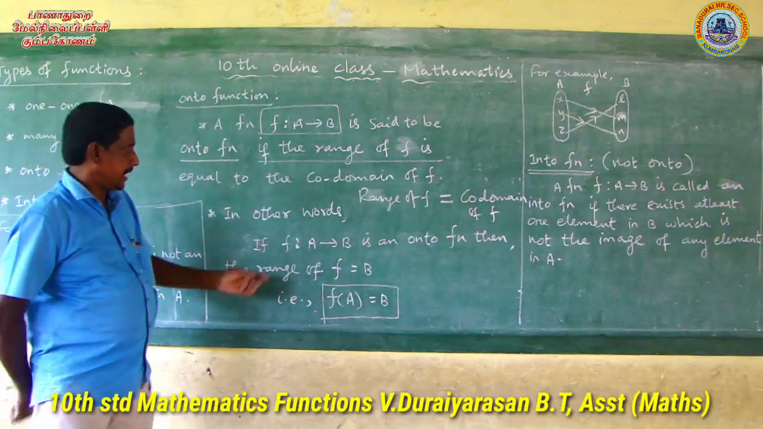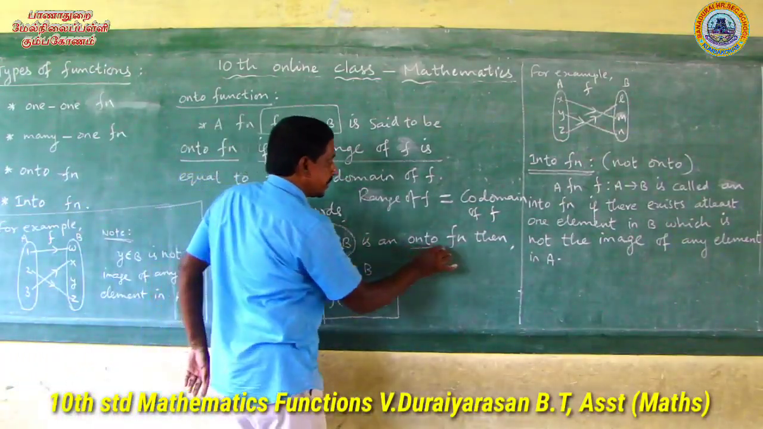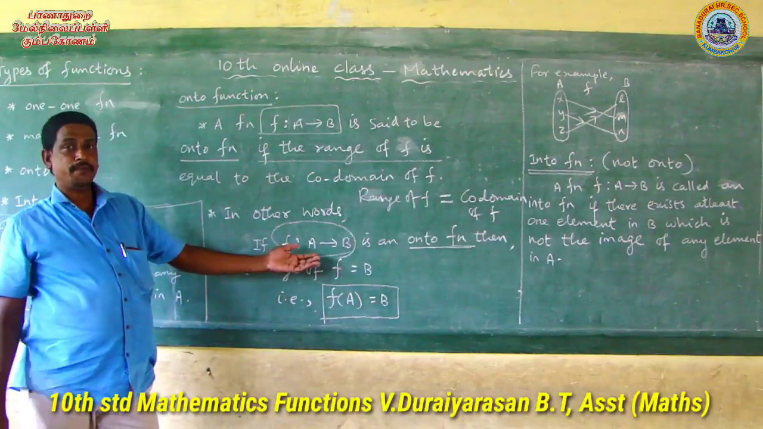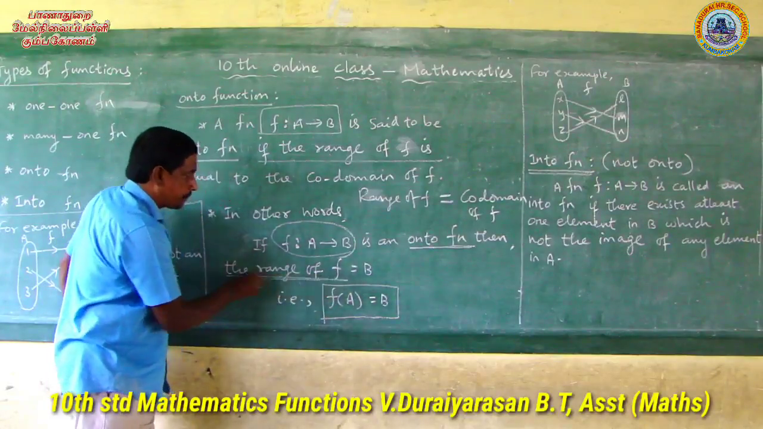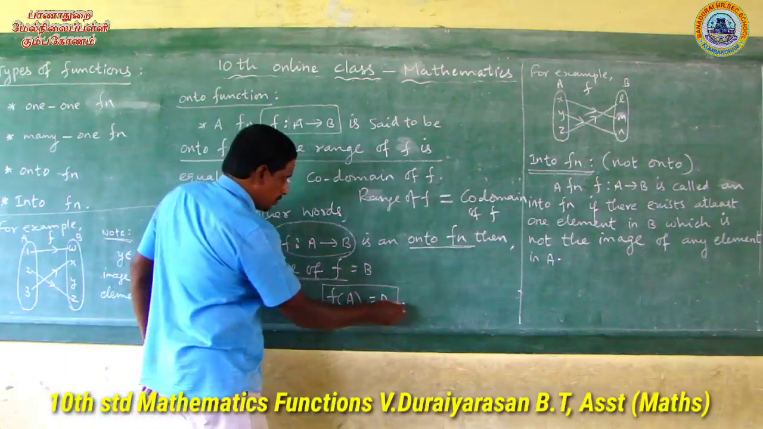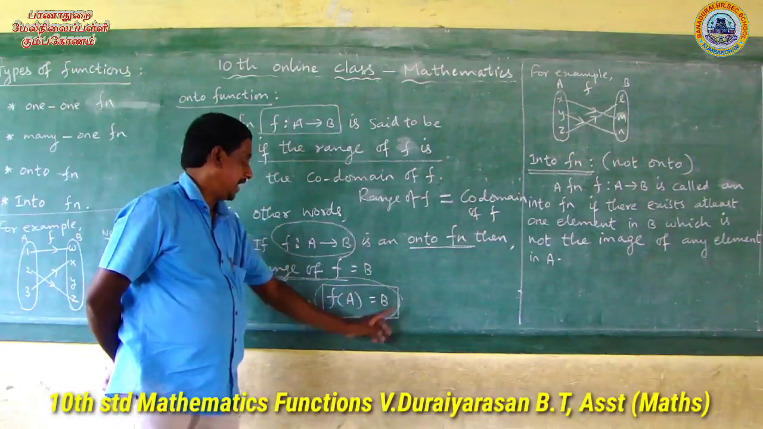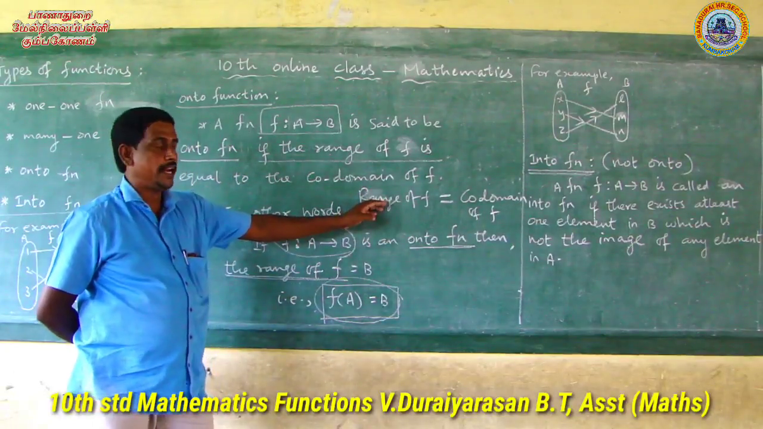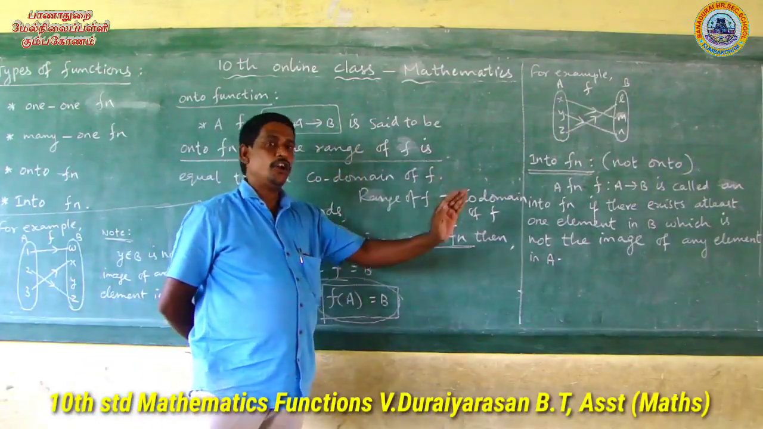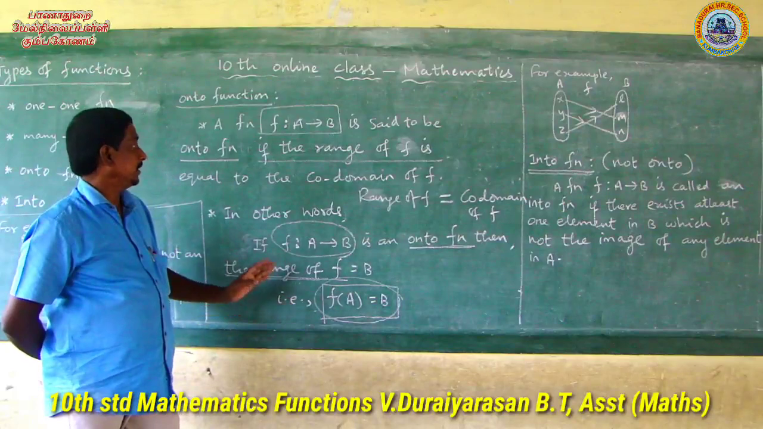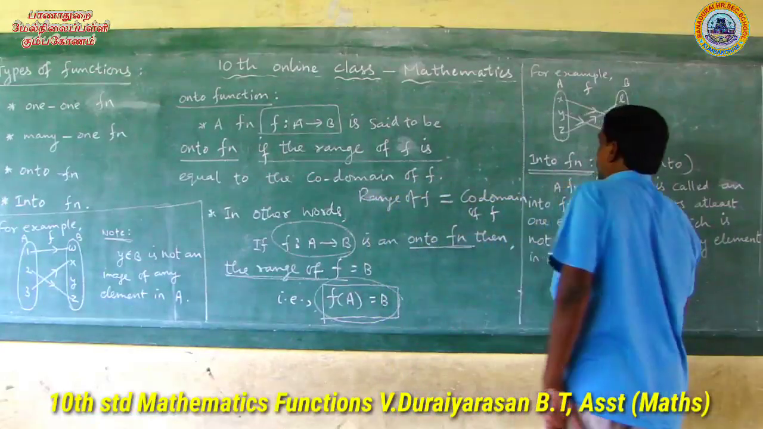In other words, if a function f from A to B is an onto function, then the range of f is equal to B. In other words, f of A equals B. What does this mean? When the range value equals the codomain value, it is called an onto function. Right? What is an example of an onto function?